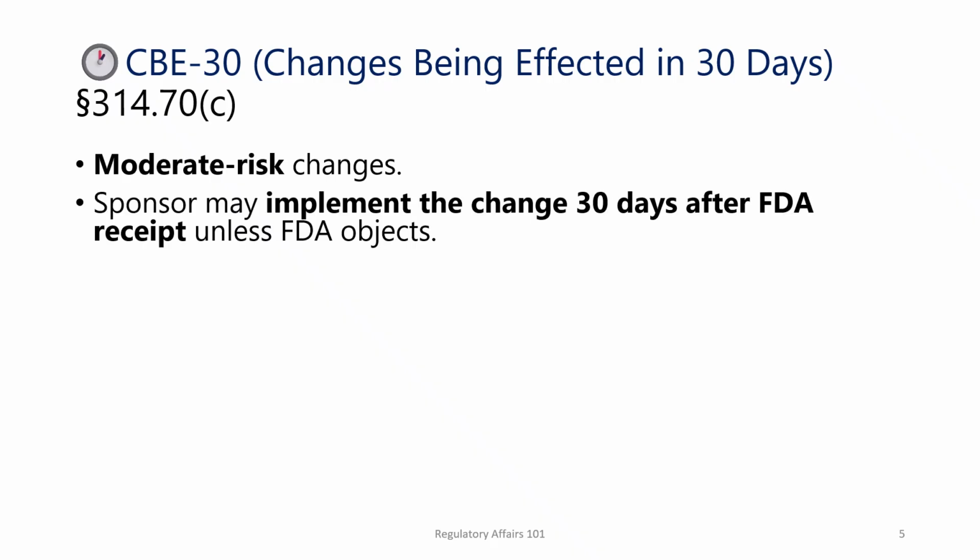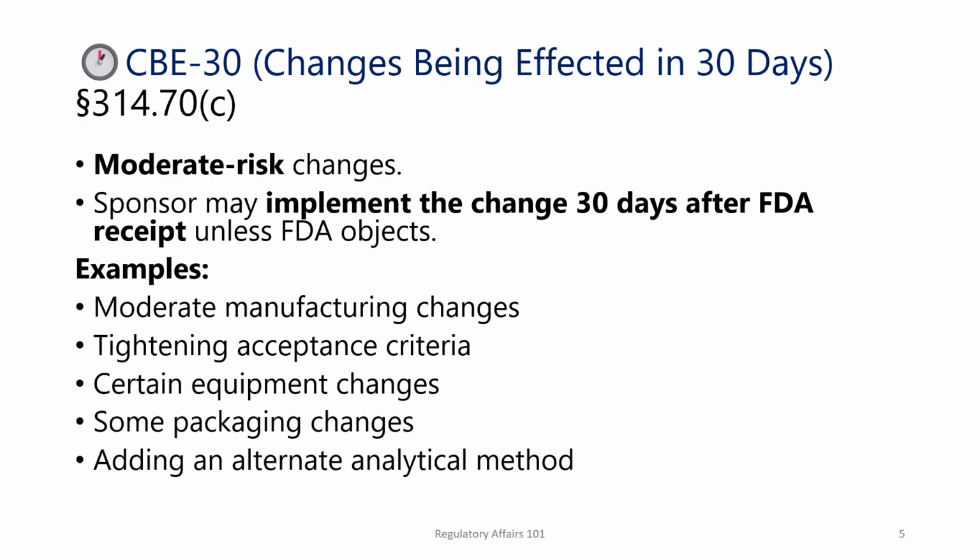CBE 30 is used for moderate changes. Sponsor may implement the change 30 days after FDA receipt, unless FDA objects. This includes moderate manufacturing changes, tightening acceptance criteria, certain equipment changes, some packaging changes, adding an alternate analytical method.